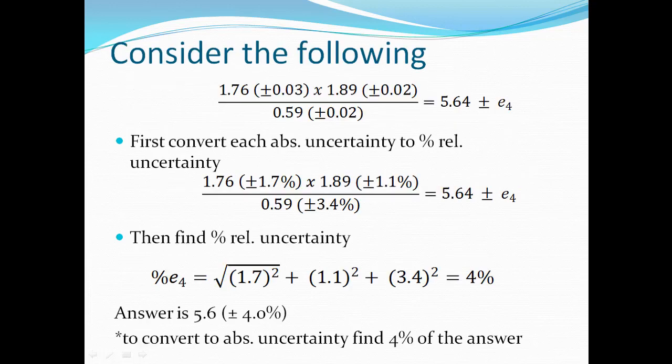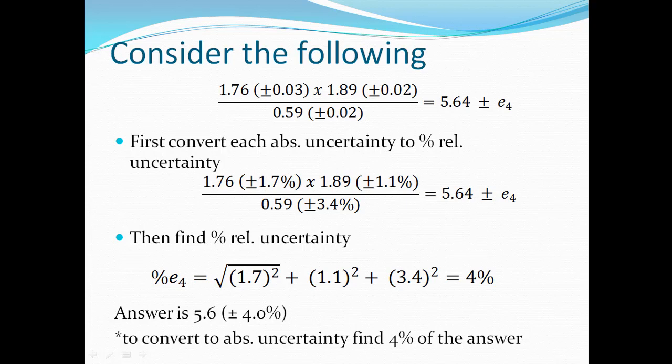Let's say we had this problem, 1.76 times 1.89 divided by 0.59. Of course, each number has an associated error with it, but if you were just to do the numbers, you would get 5.64. Now, to manipulate the errors, since you're multiplying and dividing, you have to first convert them to percent relative uncertainties. Then you can square all of them, add them, and then take the square root. So if you take 1.7 squared plus 1.1 squared plus 3.4 squared and take the square root of that, you'll get 4%. So your final answer is 5.6 plus or minus 4%.